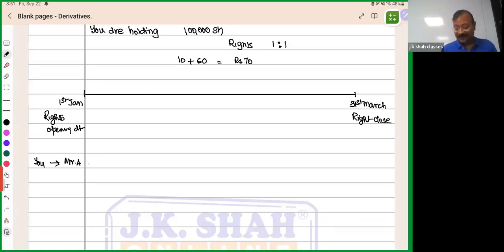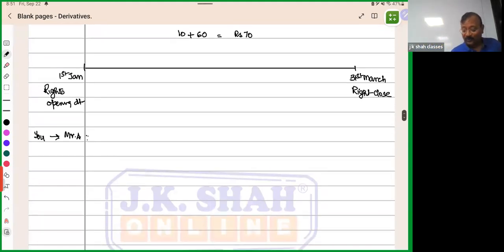Which means, now understand, this 40 can be broken down into two components. 30 is the vajan of the form, and 10 rupees is the value of the story that I gave him. Story value. Let's split it into two parts. Form ka vajan and the story value. Okay. So you sold it to Mr. A at 40. Now this 40 breakup is 30 plus 10. Now let's call this the vajan of the form, and this is the story value. Okay. This happens on 1st Jan.